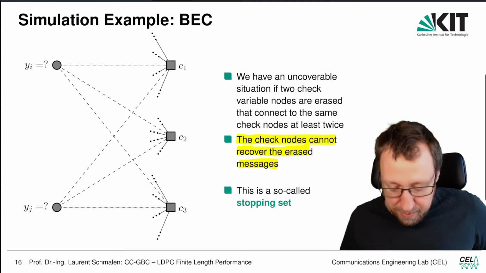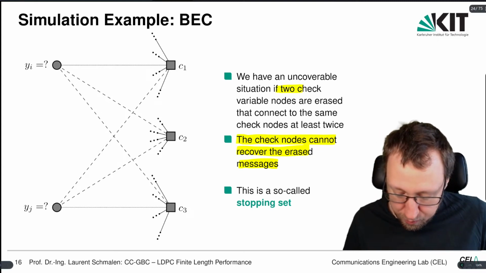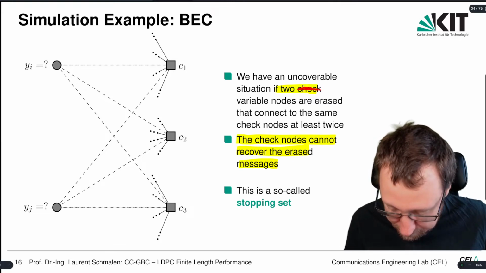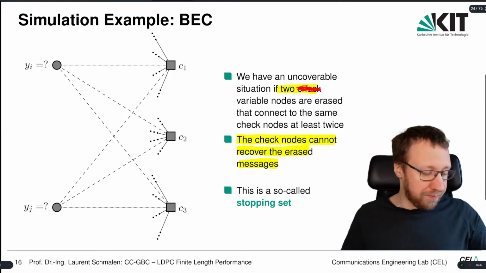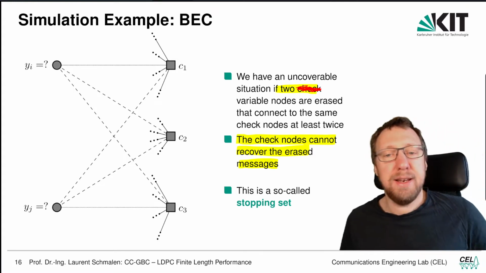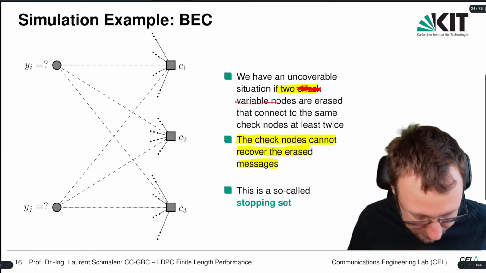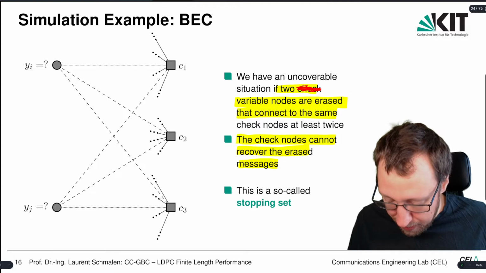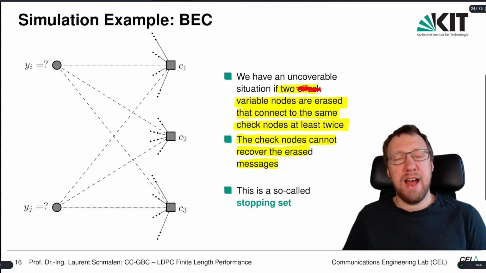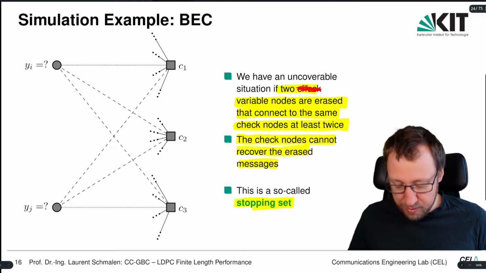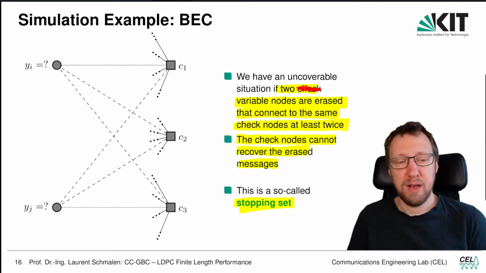So we have a situation if two variable nodes are erased that connect to the same check nodes at least twice. And this is what we call a stopping set. And this is a situation that we cannot recover.